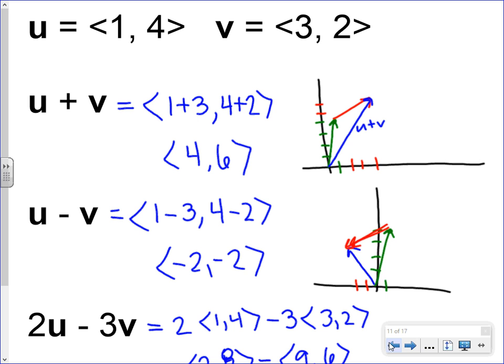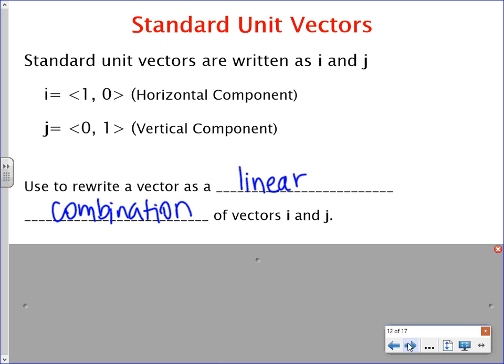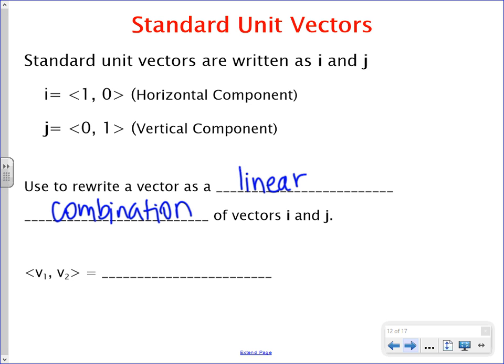Component form looks like this. But then we have something called linear combination form. So if we have a vector v1, v2, we would write it as that horizontal component times vector i plus the vertical component times vector j. There's no chevrons, there's no comma, it's an addition problem. Horizontal component times i, because that is the horizontal unit vector, plus vertical component times j, since that is the vertical unit vector.